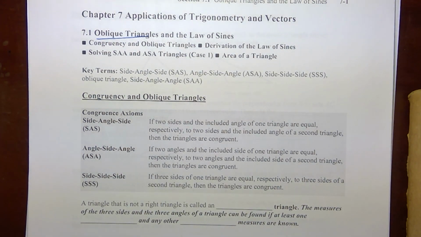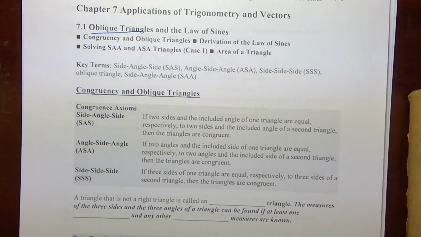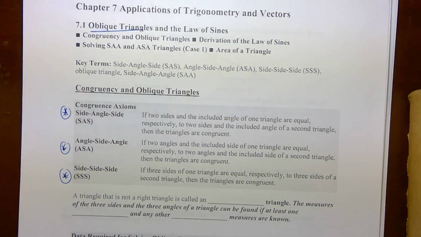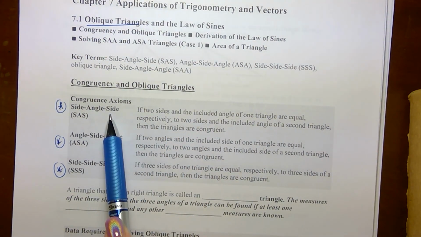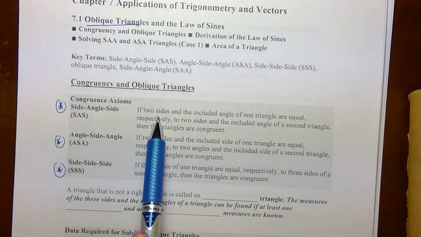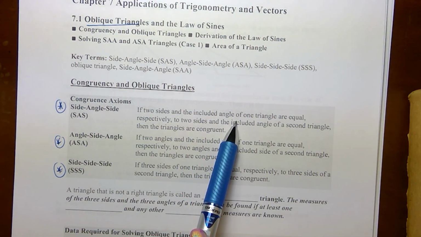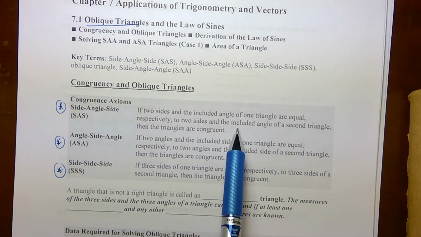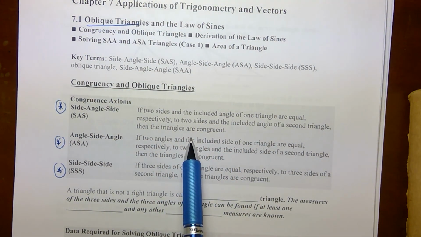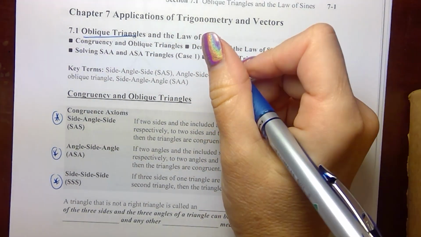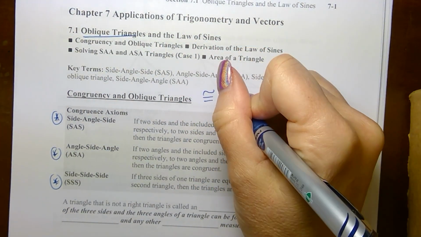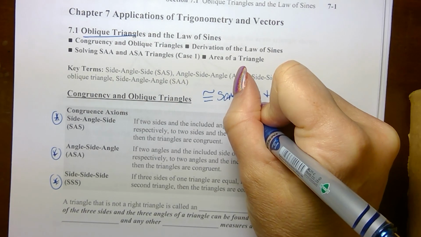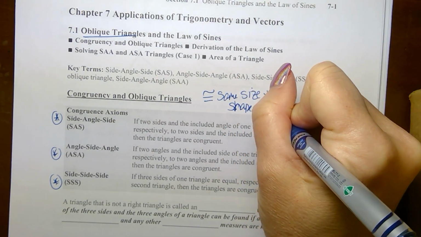One way is to talk about congruency, to find different congruency statements, and there are three different congruency axioms that we are going to learn and work with as we work with oblique triangles. The first one is side angle side. If we know two sides and the included angle of any one triangle, and we know that they are equal respectively to the paired two sides and the included angle of a second triangle, then we know that those two triangles are congruent. This is my symbol for congruent, and congruent literally means they are the same size and the same shape. Both, same size and same shape.